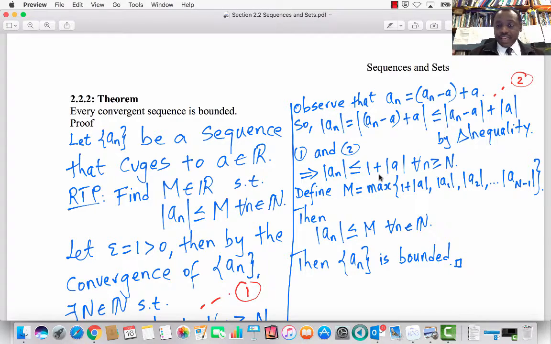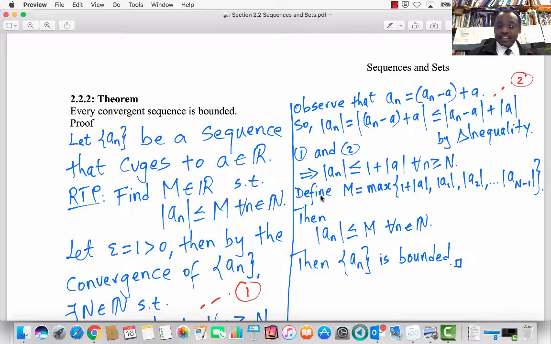Well, to settle that, we define M to be the maximum of 1 plus absolute value of a, which is what we have on the right hand side of this inequality, comma, the absolute value of a_1, the absolute value of a_2, up to the absolute value of a_(N-1). So whichever one of these is the maximum will do the job.